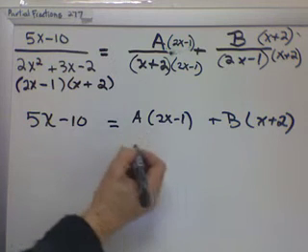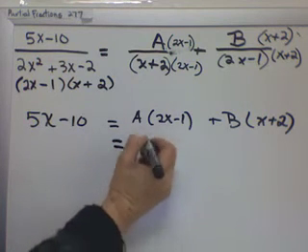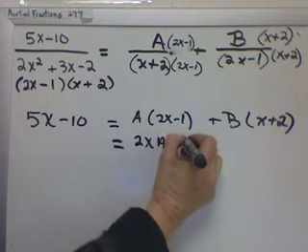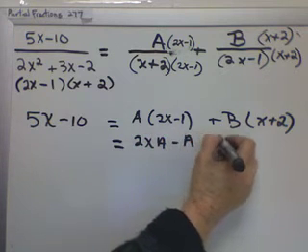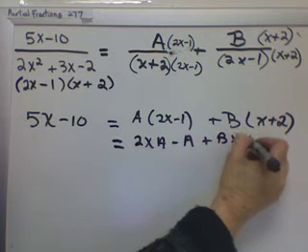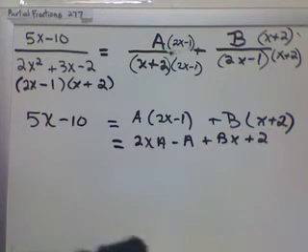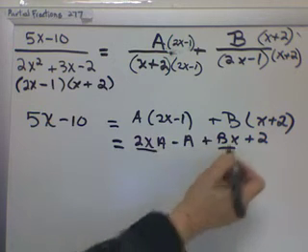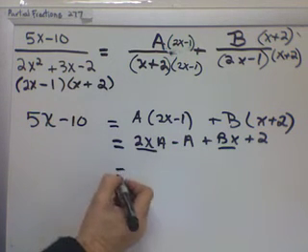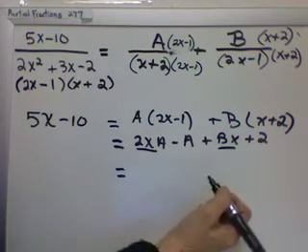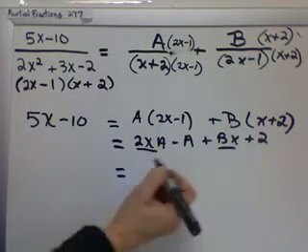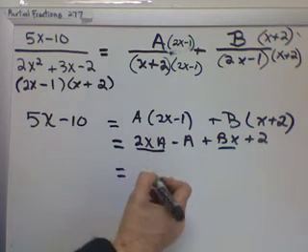So now I'm going to just do a little arithmetic here, multiply out, so 2xa minus a plus bx plus 2b. Now I'm going to regroup. I'm going to group like terms together, so the terms with the x's and the terms without the x's. And if you had x squared, you group the x squared terms together, the x terms together, the plain old numbers without x's together.